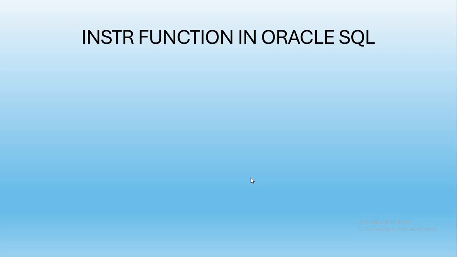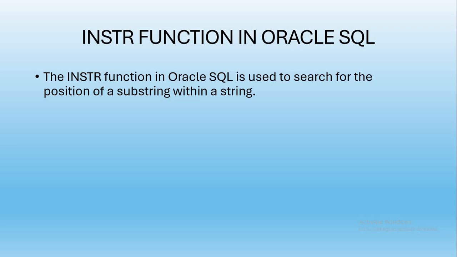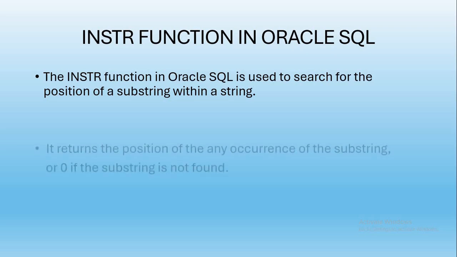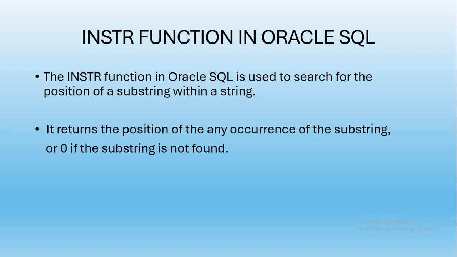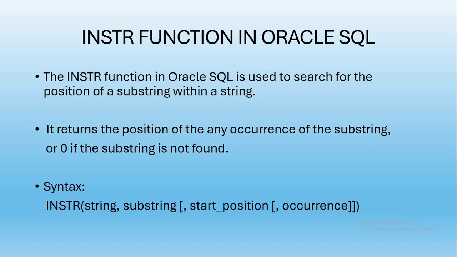Hello everyone. In this video, I'll discuss the INSTR and SUBSTR functions in Oracle SQL. So let's start with the INSTR function. The INSTR function in Oracle SQL is used to search for the position of a substring within a string. Basically, it returns the position of an occurrence of a substring, or if the substring is not found, then it returns 0.